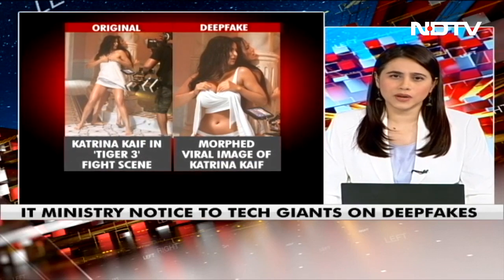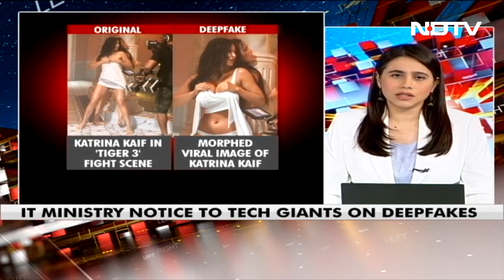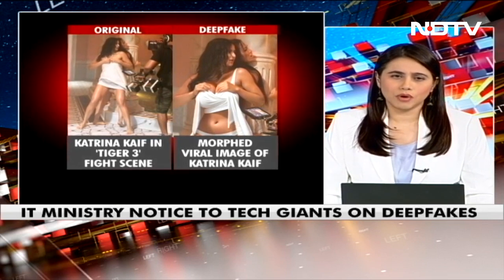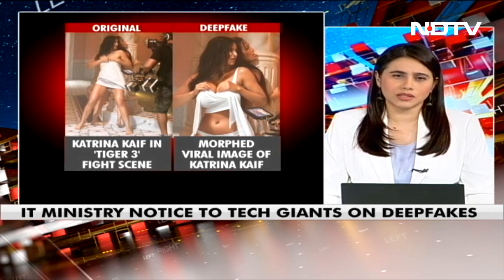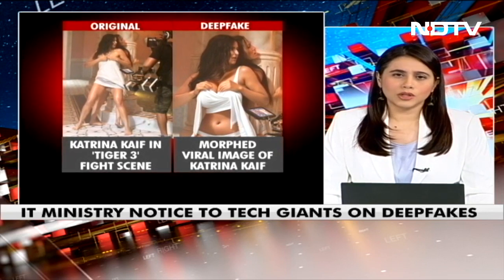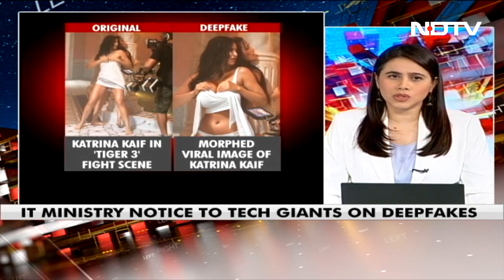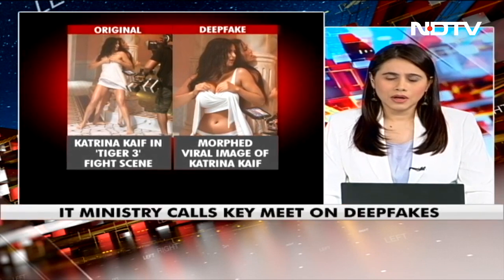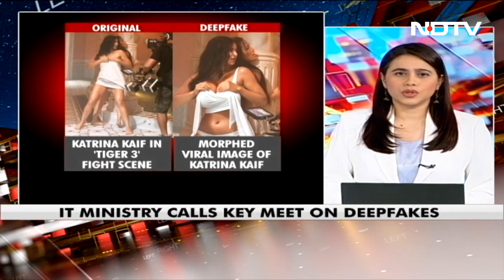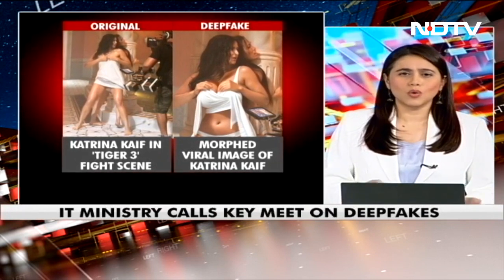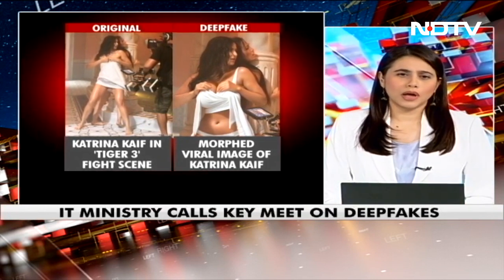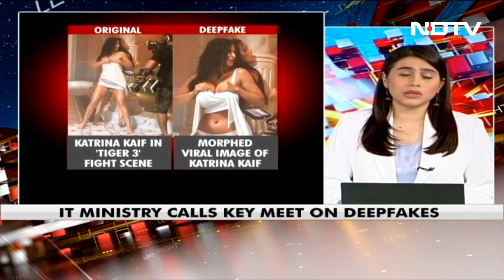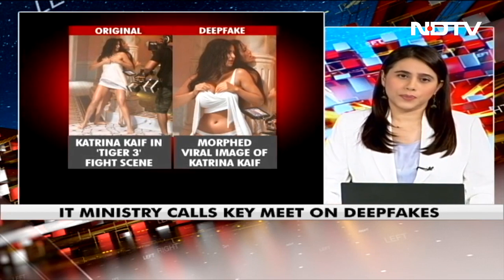In Katrina Kaif's case, a digitally altered image of the actress from her upcoming film Tiger 3 surfaced online. While the original picture showed the Bollywood star fighting a stunt woman clad in a towel, the edited version showed her wearing a low-cut white top and a matching bottom instead of the towel.